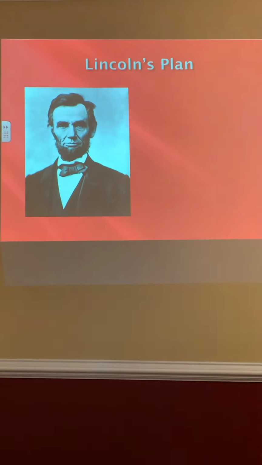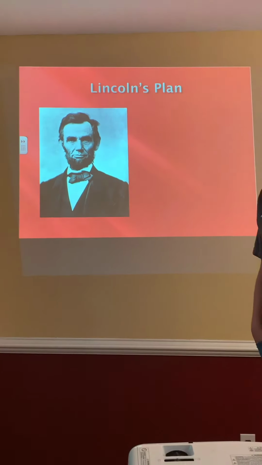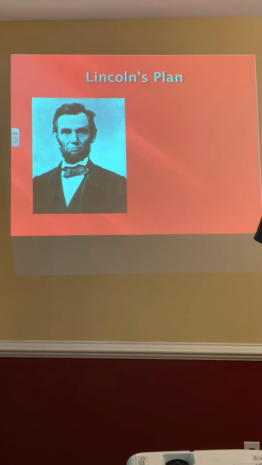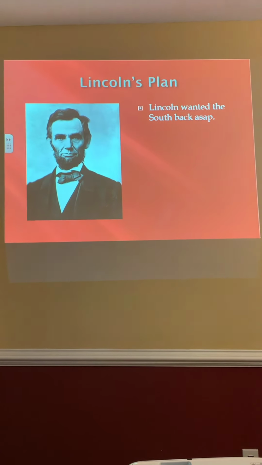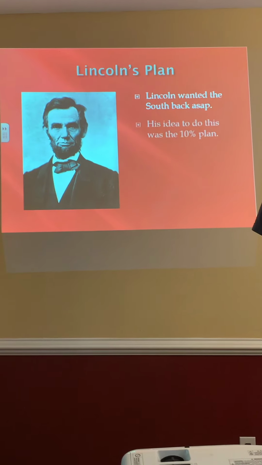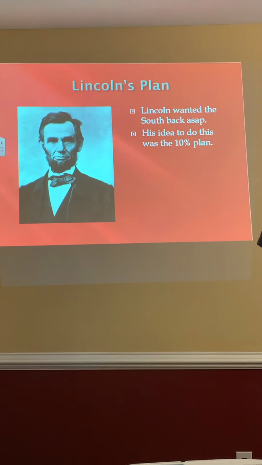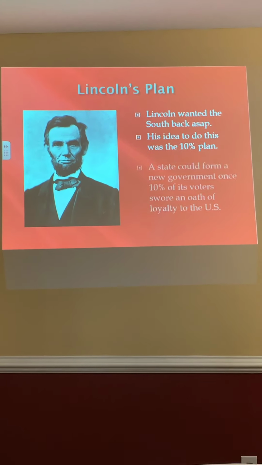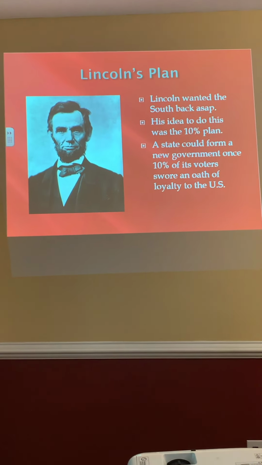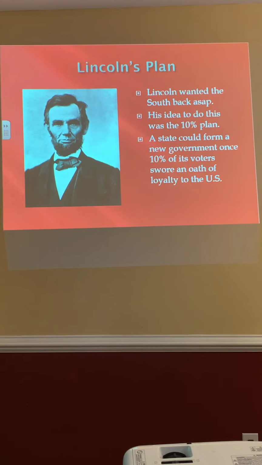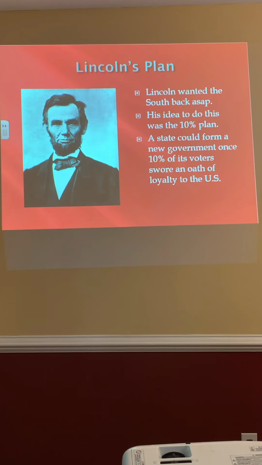Abraham Lincoln comes up with this plan for Reconstruction even before the war is over. It's really important. He's got to say, how are we going to get people back in? So he wants to get the South back into the United States as quickly as possible. So he has this idea called the 10% plan. Basically, a state can form a new government once 10% of its registered voters swore an oath of loyalty to the United States. It becomes known as the 10% plan.